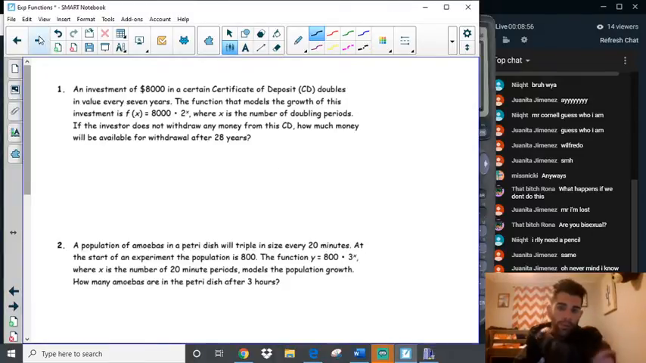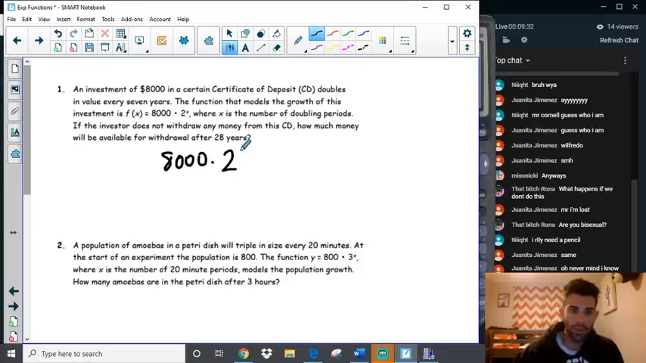We're going to look at some word problems here. So here, number 1 says an investment of $8,000 in a certain CD doubles in value every 7 years. The function that models the growth of this investment is 8,000 times 2 to the x, where x is the number of doubling periods. If the investor does not withdraw any money from the CD, how much will be available for withdrawal after 28 years?